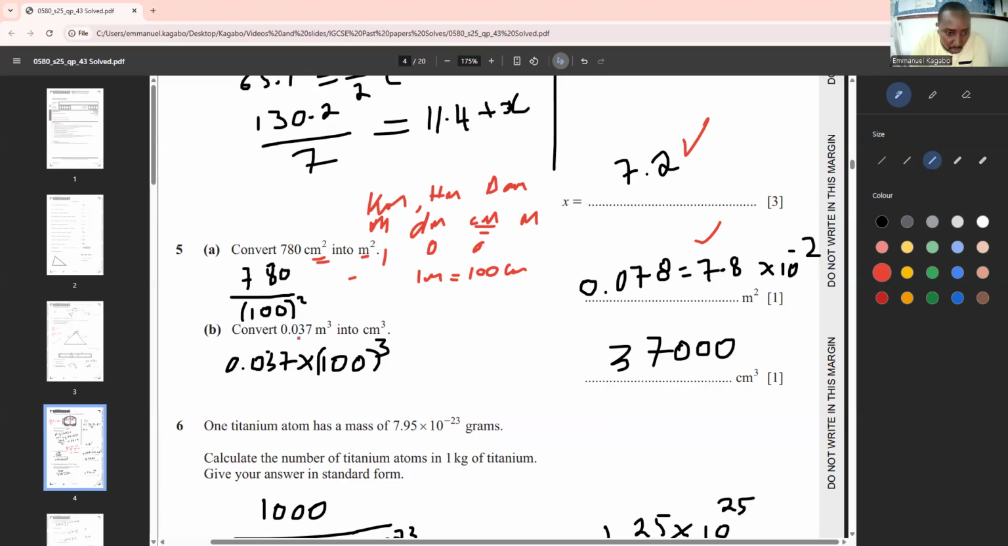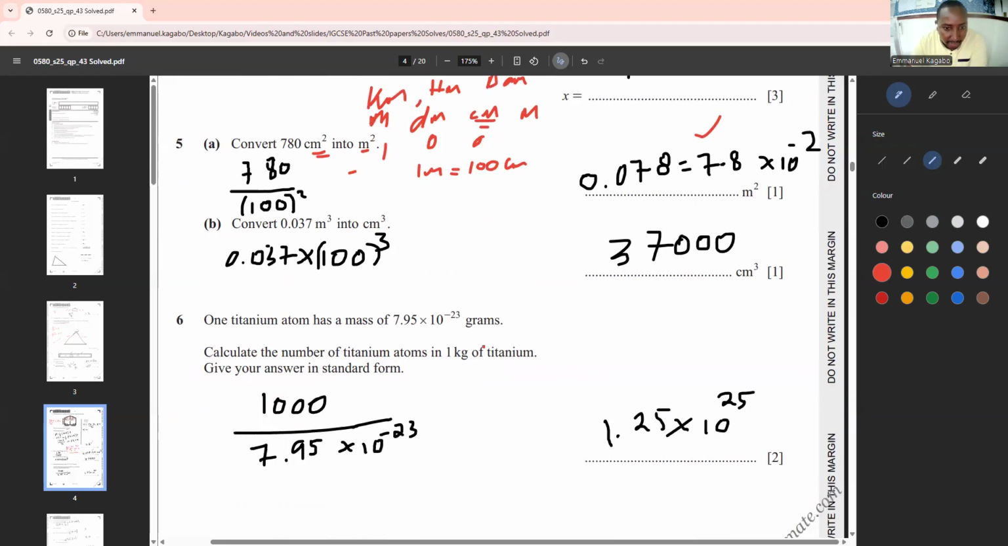Convert this one, 0.37 meter cubed to centimeter cubed. So we are going from a big unit to a small unit. This time I'm going to multiply. And it's cubic. So still 1 meter is this one. But because we are in volume, units of volume, I'm going to multiply by 100 power 3. Whenever you're dealing with volumes, you do power 3, and then you divide or multiply depending on where you're going. So if you are dealing with area, you square the normal units as usual, okay? Very good. I hope you understand that.